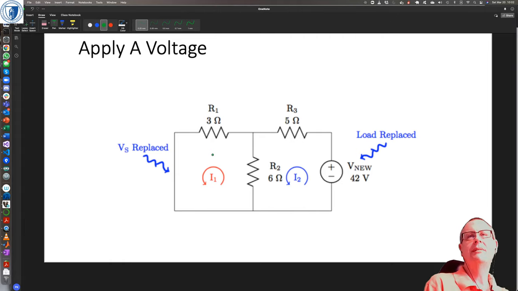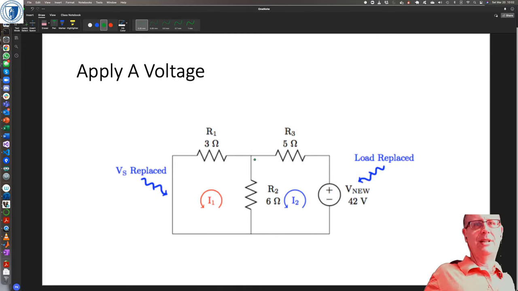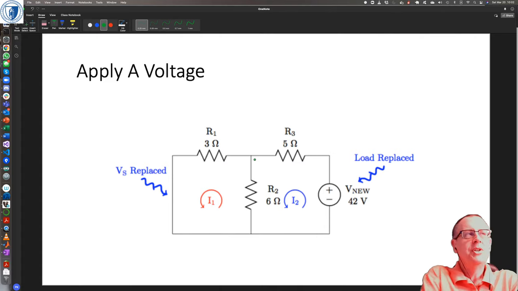Okay, so here's the same circuit again, and I'll have to write out the equations, right? So here we've replaced the original supply with a short circuit because it was a voltage source. And now we add a new supply, and this one I've decided is 42 volts because 42 is the answer to life, the universe, and everything, isn't it? Right? And then I'm just going to solve this circuit using, well, let's use mesh analysis by the looks of things.